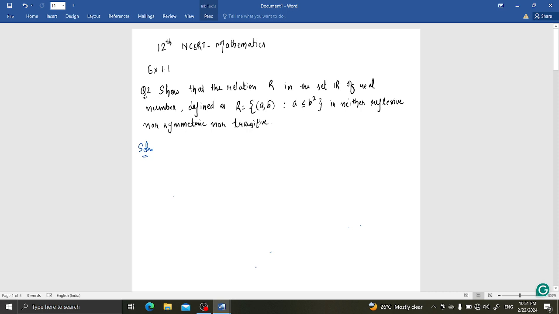So today I am coming with two NCERT questions of exercise 1.1, question number 2 and question number 3. So let's start the questions.